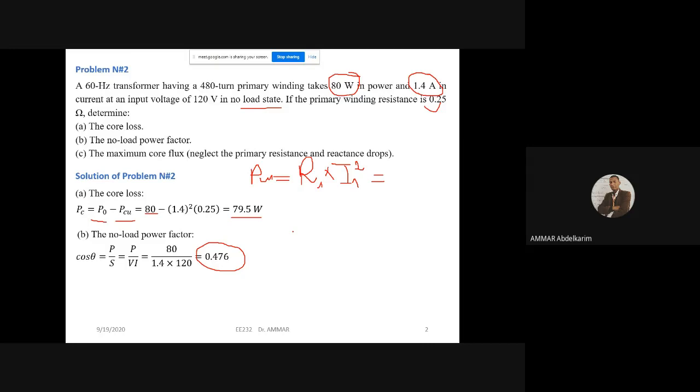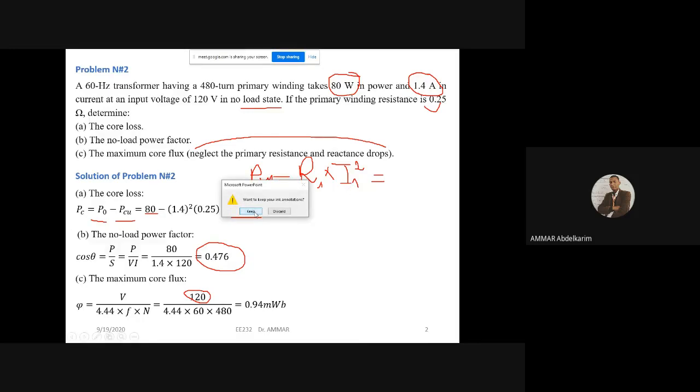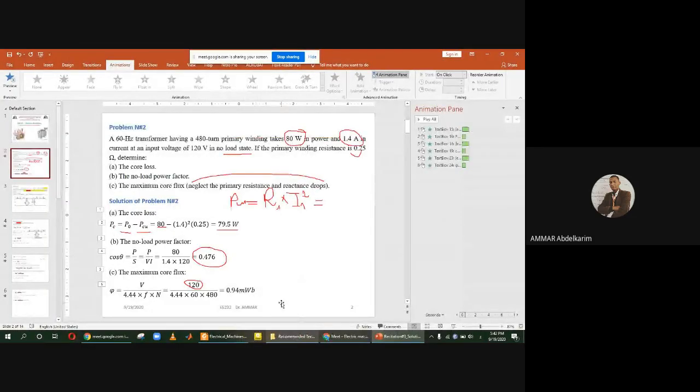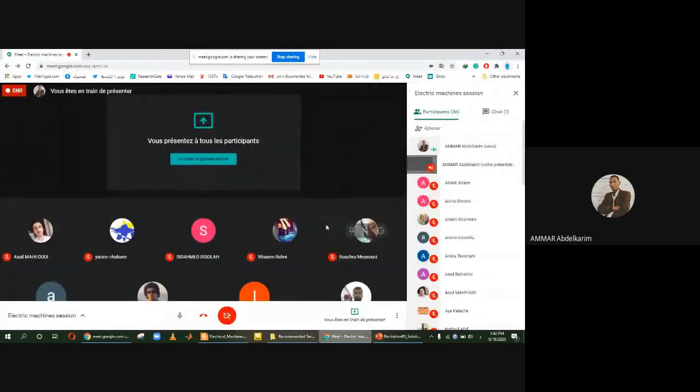The last question is the maximum core flux. For this, we can use Faraday's law to calculate the maximum flux. We know the induced EMF. Here, they said to neglect the primary resistance and reactance, in order to take the voltage as it is, without considering the voltage drops that may affect the input voltage.